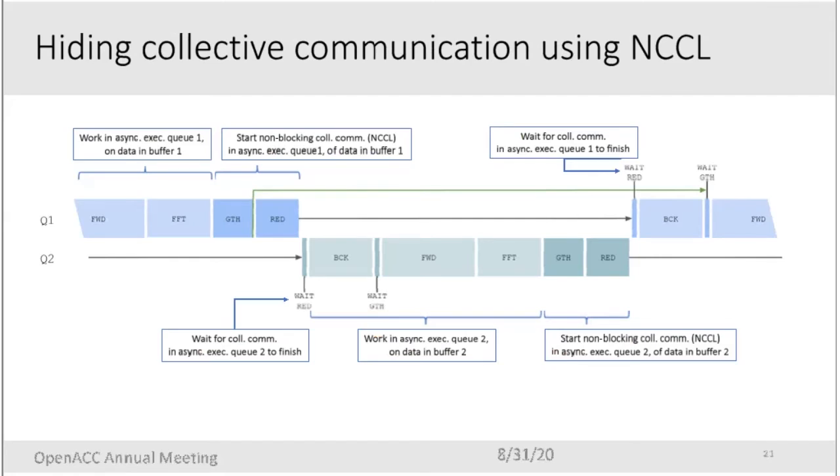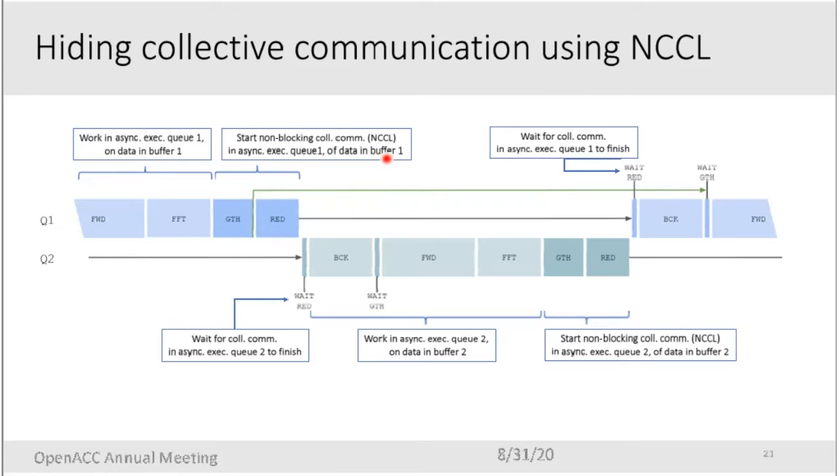So another way that we make use of asynchronous execution in OpenACC is by hiding collective communications using NCCL behind work. So one of the heavy algorithms in our code is structured a bit like this. We have work going on, and so FFTs and stuff like that going on inside an execution queue 1 on data that is stored in buffer 1. And when that work is done, then communication is started, in this case non-blocking collective communication using NCCL, in this asynchronous execution queue 1 of the data in buffer 1.